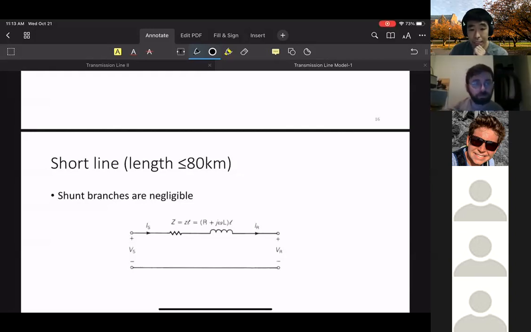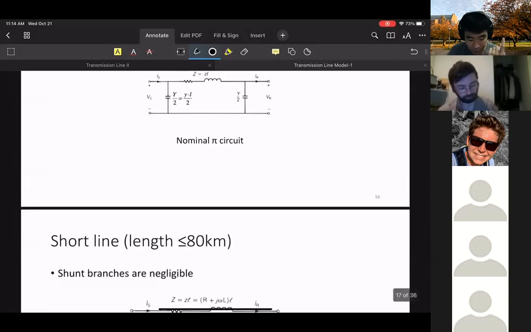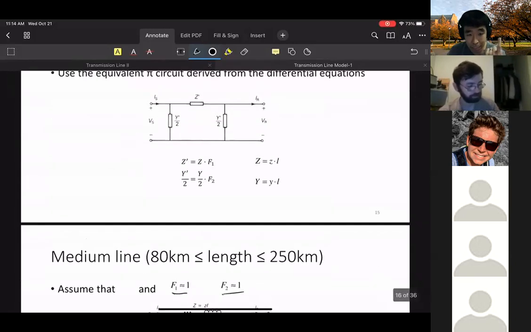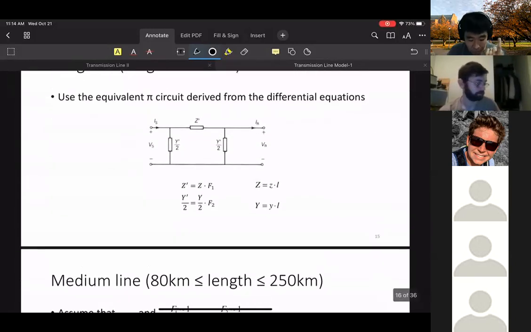Any questions about these three models? For example, you may see a question that says, for a short line, compute the equivalent circuit model. That means ignore the shunt; do not add it. If it says for a medium length line, find the pi model, it means assume the correction factors are one. If it says for a long transmission line, find the pi model, it means you need to do the full calculation of all the factors.